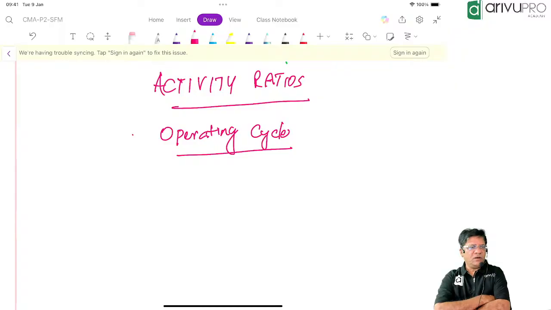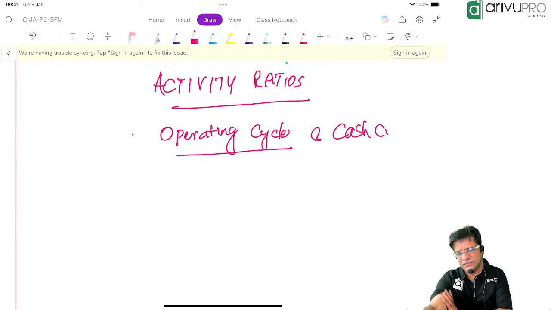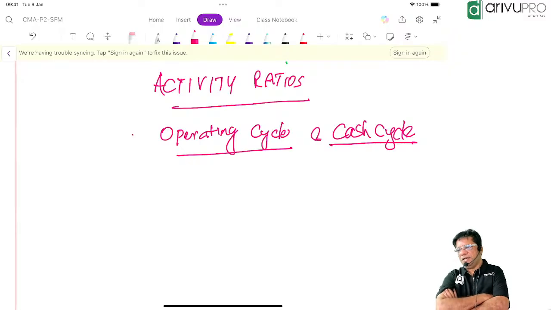Activity shows or measures issues around an organization's operating cycle and cash cycle. Operating cycle and cash cycle.